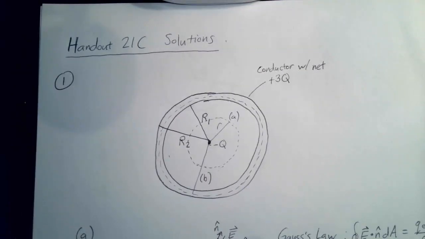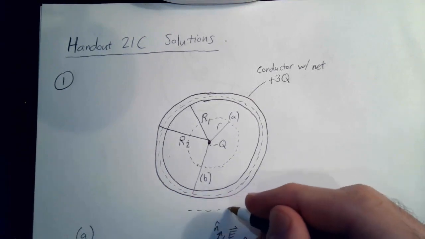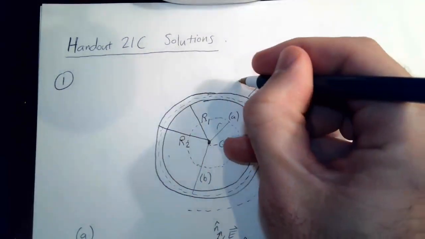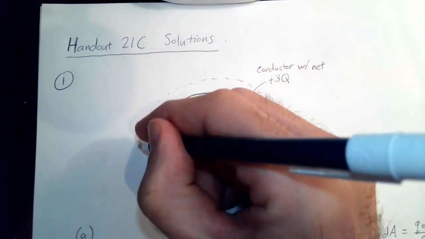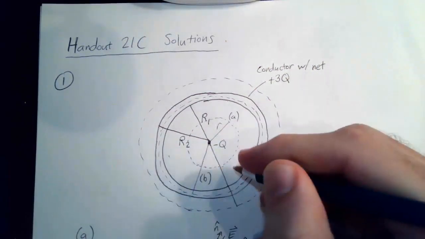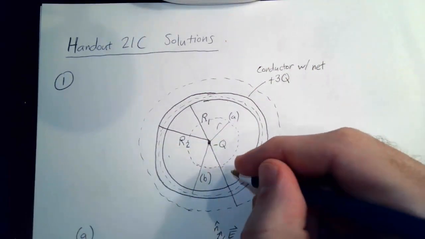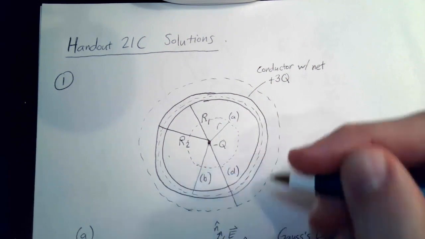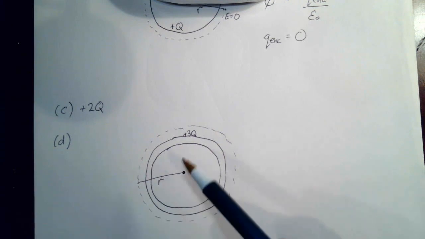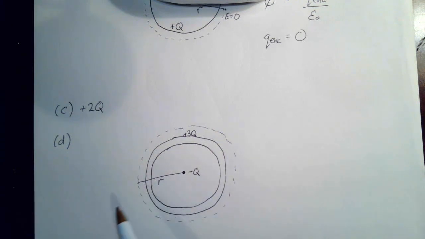Okay, and then back to my original drawing. Lastly, for part D, we're going to do this surface that is outside the entire shell. This surface has a radius that's greater than R2, and this is going to be for part D. So I've redrawn the situation. I've got my Gaussian surface that encircles everything, and the question is, what's the electric field along this surface?